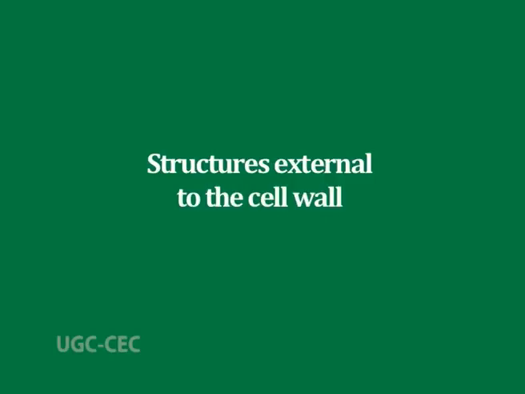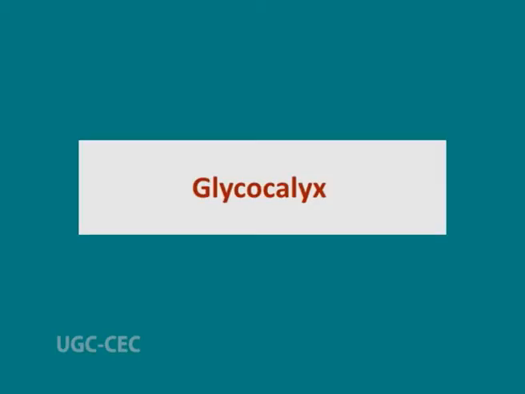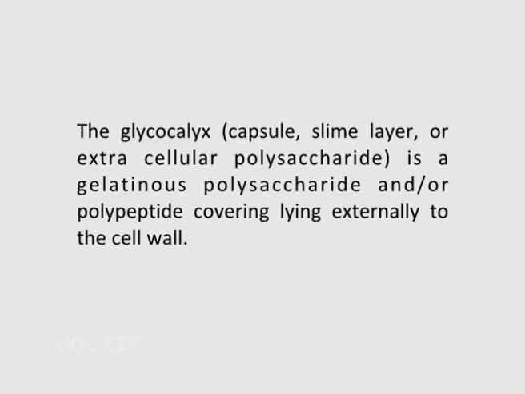Next, let us see the structures external to the cell wall. The first structure is glycocalyx. The glycocalyx, also called capsule or slime layer or extracellular polysaccharide, is a gelatinous polysaccharide and or polypeptide covering lying externally to the cell wall. The exact chemical composition varies depending on the species. Capsules may protect pathogens from phagocytosis and enable adherence to surfaces, prevent desiccation and may provide nutrients.